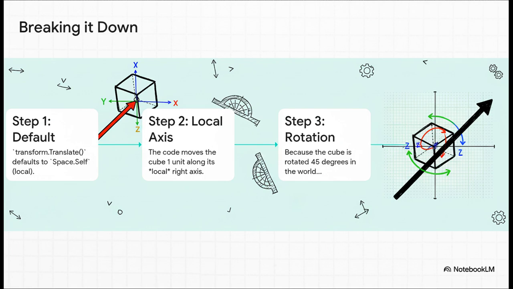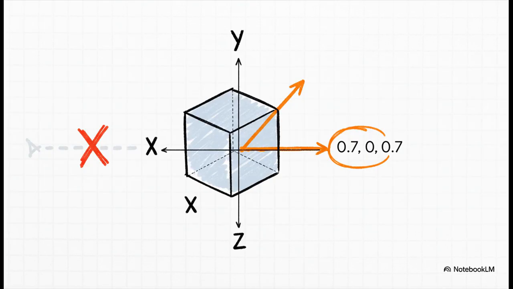Let's break it down. The absolute number one thing to remember here is that transform.translate by default uses Space.Self, local space. So that code is not saying move one unit along the world's x-axis. It's saying move one unit along your own local right axis. And since we rotated the cube 45 degrees, its local right direction is now pointing off diagonally into world space. And that right there gives us the answer. When you move one unit along that new diagonal path, you end up at a world position of roughly 0.7, 0, 0.7. If you said 1, 0, 0, don't worry, that's the most common mistake. You just got caught thinking in world space instead of local space.